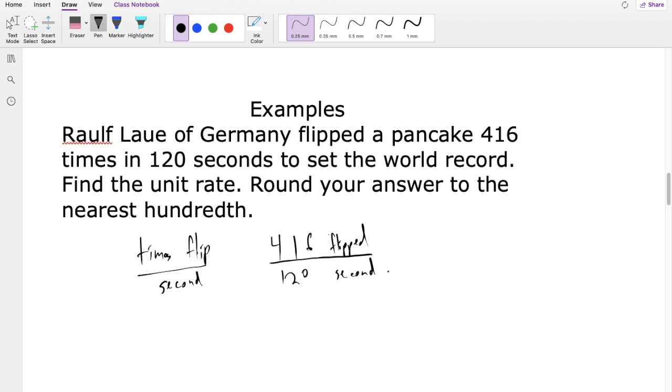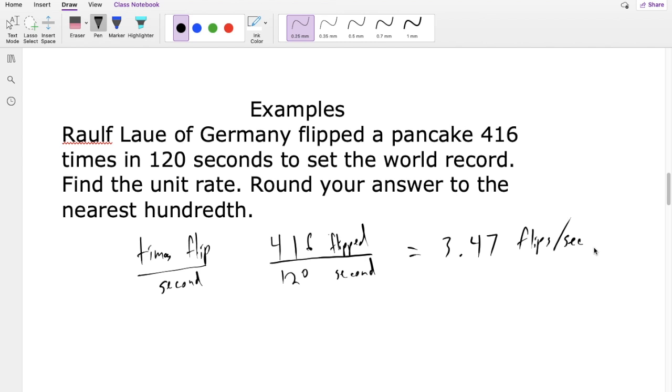I'm going to plug that into my calculator because I don't know what 416 divided by 120 is off the top of my head. I get 3.47, and I'm going to round that to 3.5 flips per second. That means every second, this guy flipped basically 3.5 flips, which is quite impressive. I have no idea whether or not this is a true fact, but if it is, awesome.